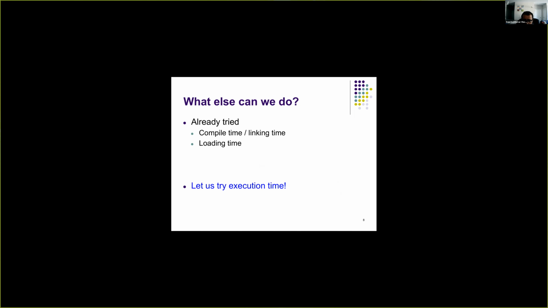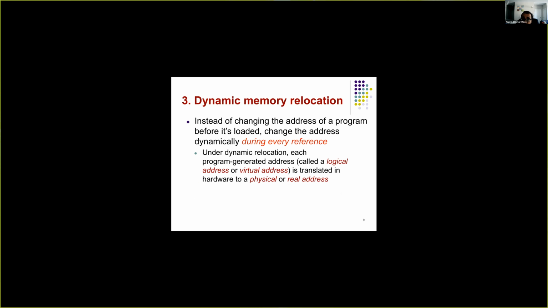So what else can we do? In this class, we'll be looking at what we can do at execution time. Specifically, we'll be looking at dynamic memory allocation. The idea is simple. Instead of changing the address before it is loaded or at load time, why can't we change the address dynamically during every reference? That means anytime the address is generated by the program, let's translate that address to a physical address. Let's do the translation for every address, at runtime, when the program is actually executing, when the process is executing.